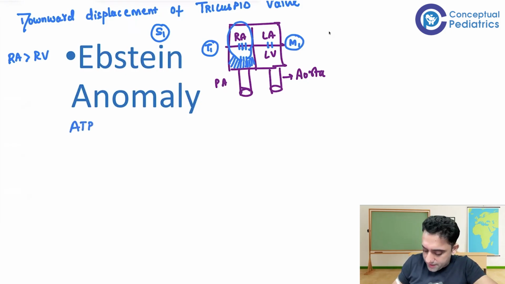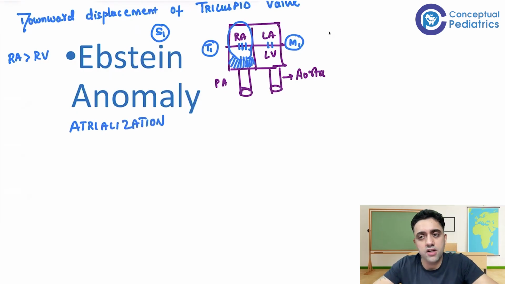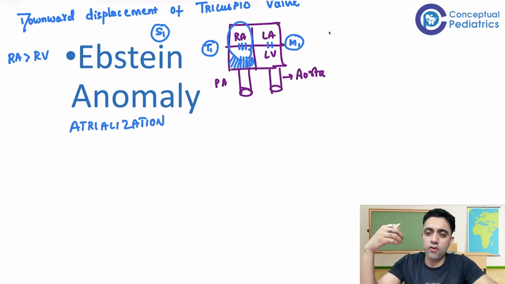Atrialization means, in Hindi we say, the ventricle becomes very thin, the right ventricle becomes very thin like the right atrium. In English we say atrialization of the ventricle, meaning that the right ventricle becomes so thin it almost behaves like a right atrium. The right ventricle behaves like a right atrium. That is what is known as atrialization.